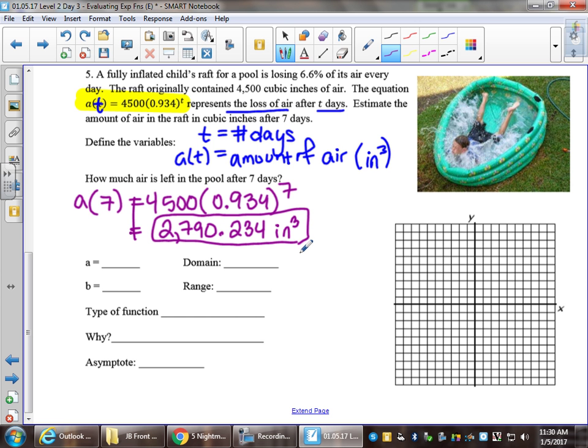How many cubic inches of air did this pool have at the beginning? Yeah, 4,500. Just after 1 week, look how far that pool has deflated. That's a lot. I don't know if I want to swim in that pool. All right, let's finish the skills side of it. You do it, I do it, we'll compare. Let's go for getting this done in about a minute. Remember, don't look up until you are done.